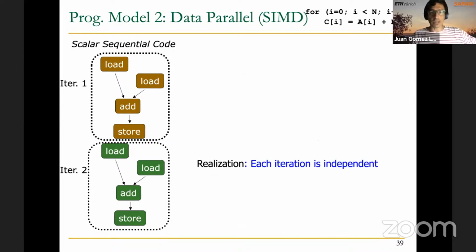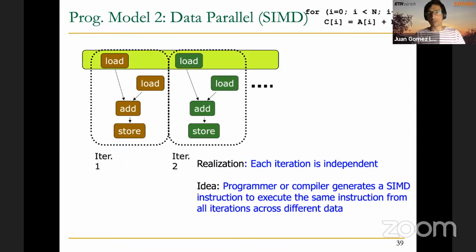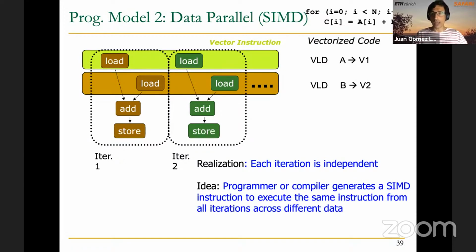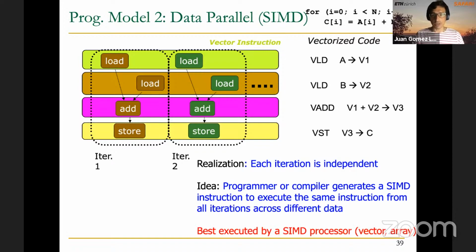The second possibility is to exploit the inherent data level parallelism that we have. And we realize that each iteration is independent. Because they are independent, they can be executed in parallel. So we can create vector instructions, as you know. This is vector load A, vector load B, this is vector add, and vector store, right? So this is how we can do it in a SIMD machine, in a SIMD processor.